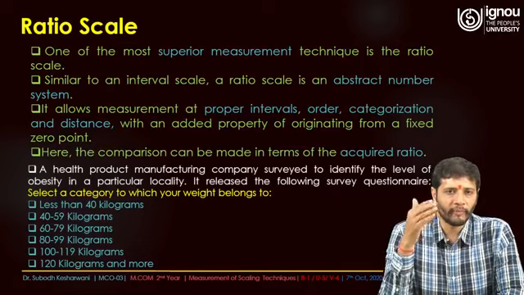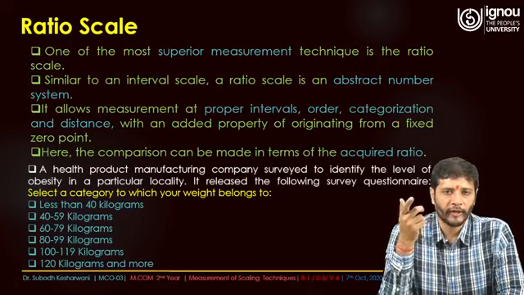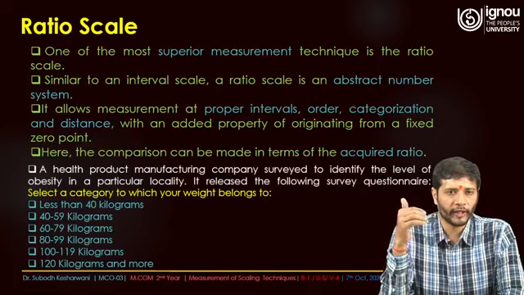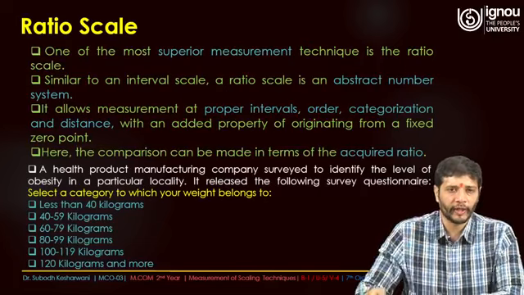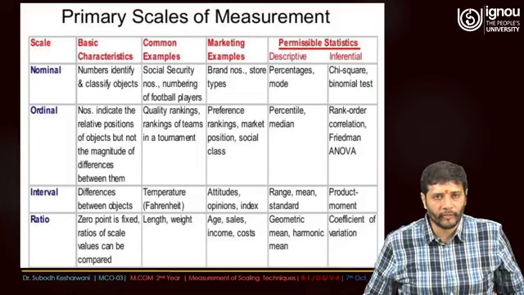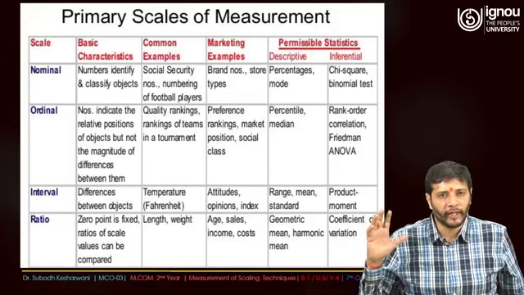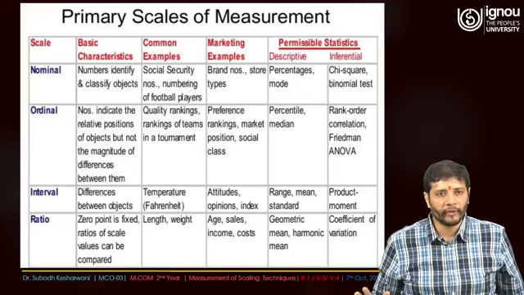The example is a health product manufacturing company survey to identify the level of obesity in a particular locality. They have taken certain bases: less than 40 kilograms, 40 to 59 kilograms, 60 to 79 kilograms, 80 to 99 kilograms, then 100 to 119 kilograms, and 120 kilograms and more. So this is considered to be the ratio scale. Now this is a very important ingredient, because when you talk about measurement or scaling, we have to see in an elaborate manner that measurement is a very important technique, and if you put some error into it, or do not measure things in a proper manner, you get a very wrong result.